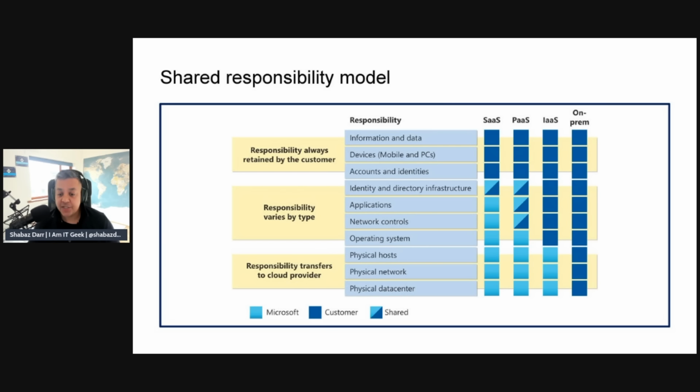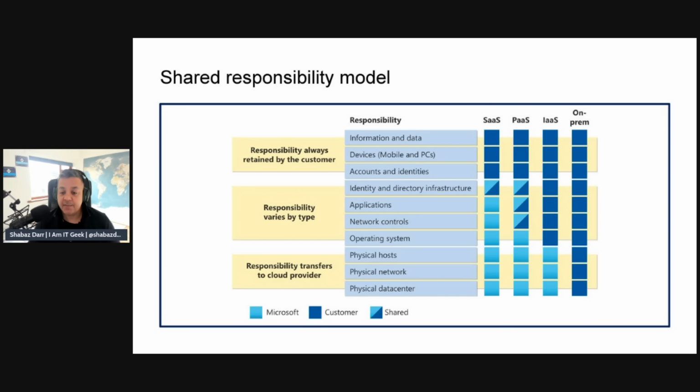Then we go to applications and network controls. For SaaS, this is fully Microsoft's responsibility. PaaS, again, is a 50-50 responsibility, some on Microsoft and some on you. And then IaaS and on-premises is fully the customer. On-premises is always going to be the customer, so that's kind of a given. You as a consumer are hosting it in your own data center or office location, so that's always going to be your responsibility.